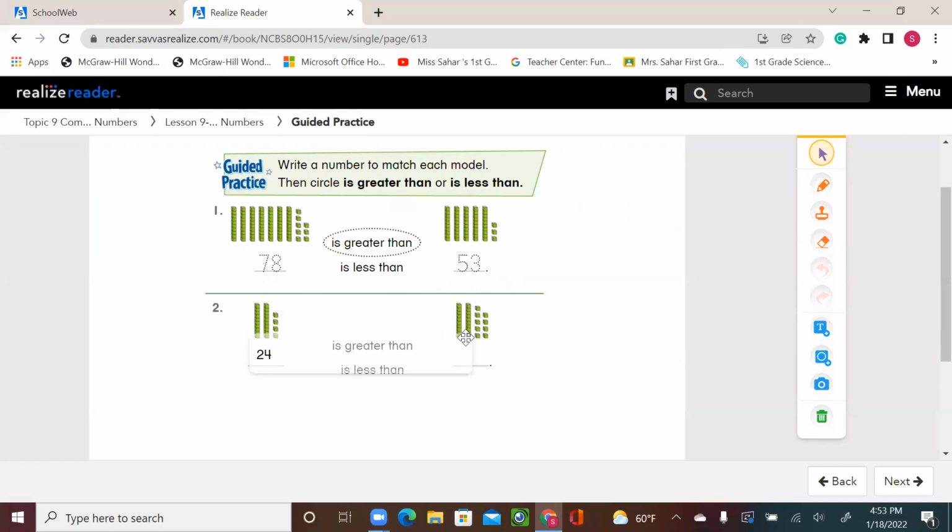All right, let's see the second number. I have 10, 20, and then 21, 22, 23, 24, 25, 26, 27, 28, 29. I have 2 tens and 9 ones. So that's 29. And then I'm gonna put it here.